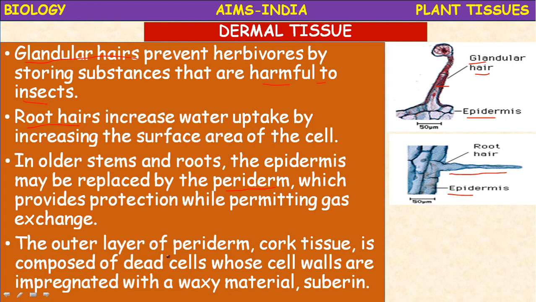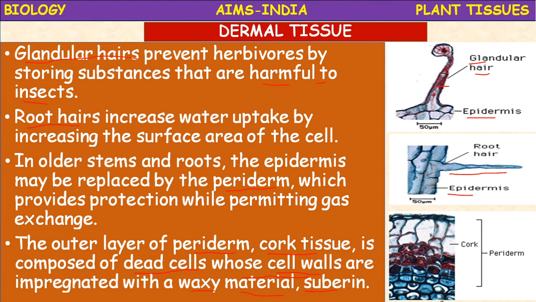The outer layer of periderm consists of cork tissue. It is composed of dead cells whose cell walls are impregnated with a waxy material called suberin. Previously we came across cutin. We also studied about the cellulose. In the same manner, here suberin is the chemical substance. The cell walls of the periderm are made up of a special material called suberin. It is a very tough material.